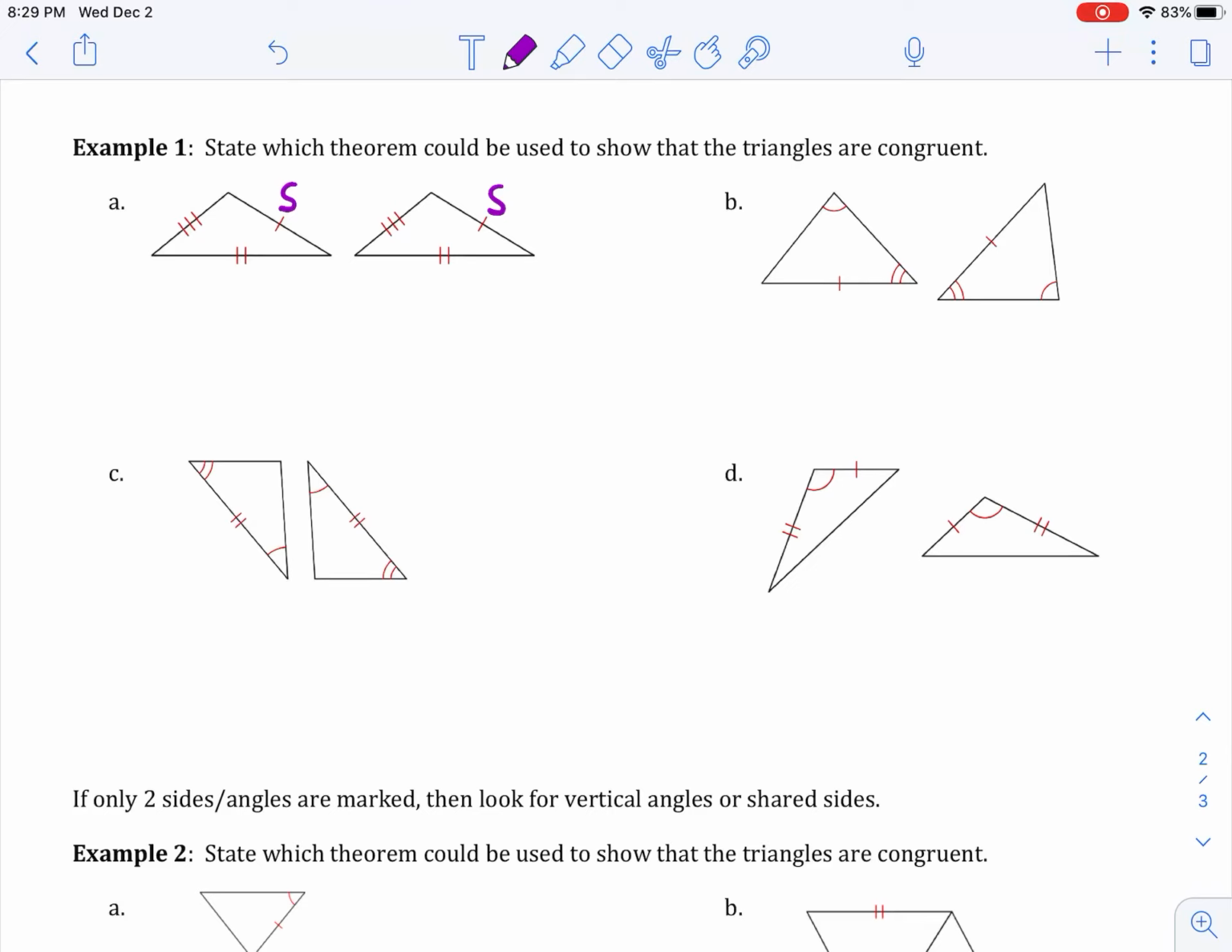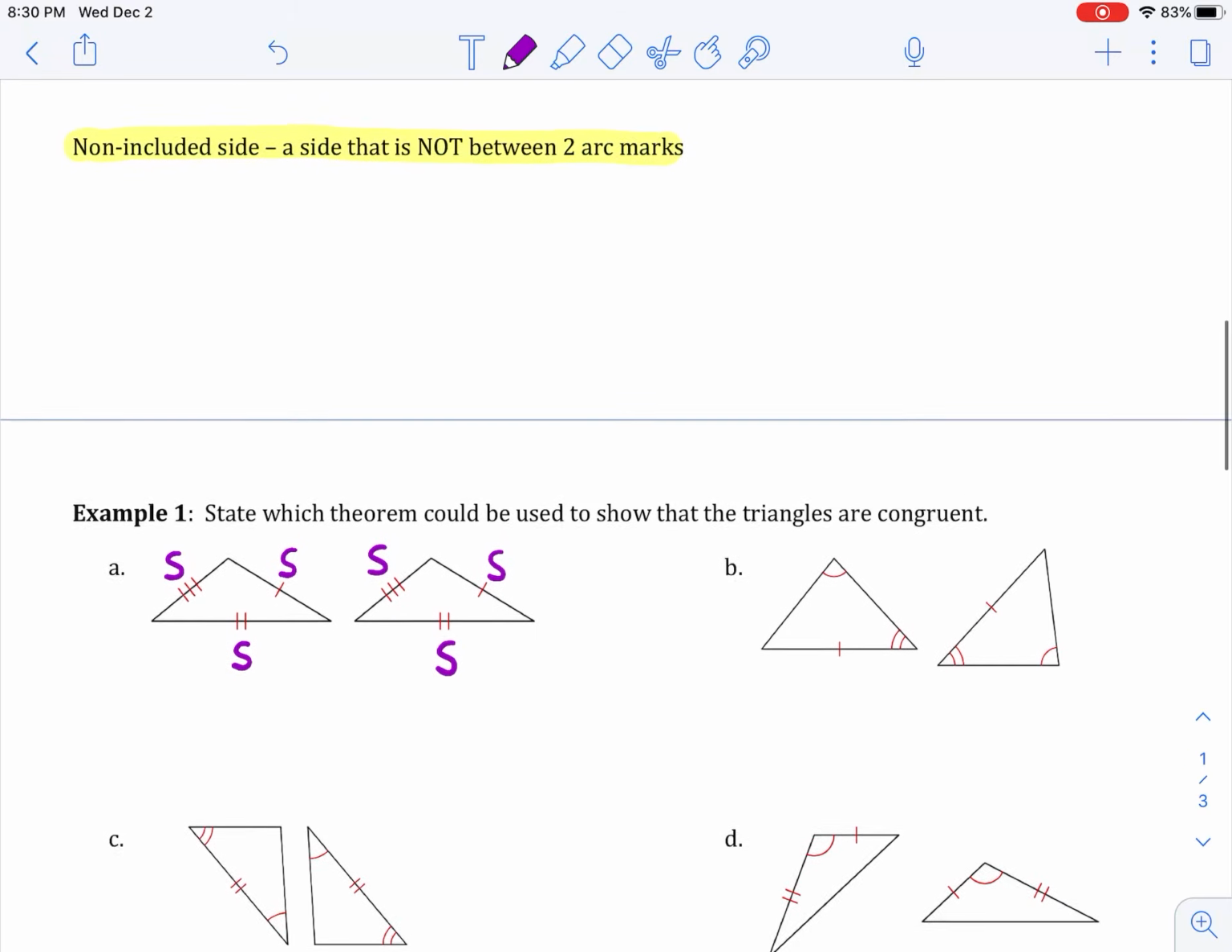They've also marked another side. They've marked one with a double, and they've marked this triangle with a double. So they've marked a second side. And they've also marked a third side with the triple marking. So what they've done in these two triangles is they've marked all three sides. And if you put the S's on the picture, and in the next example we'll be putting some A's, but in this picture we're only putting S's because only sides have been marked.